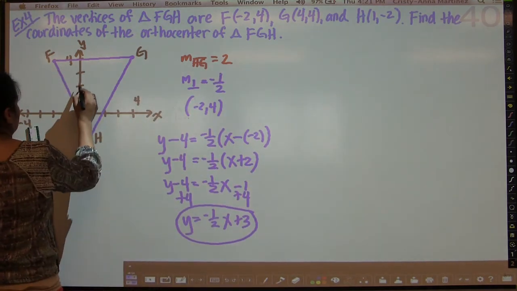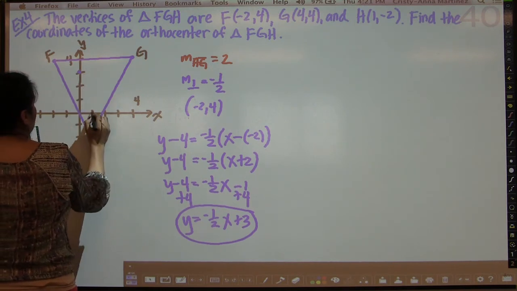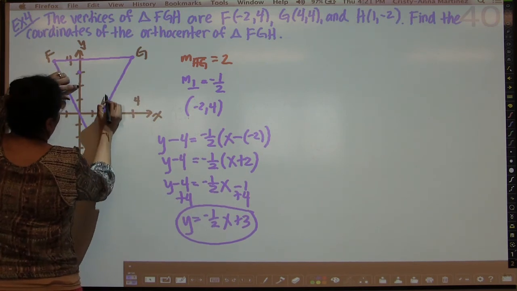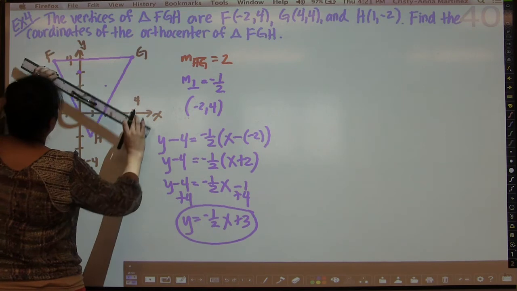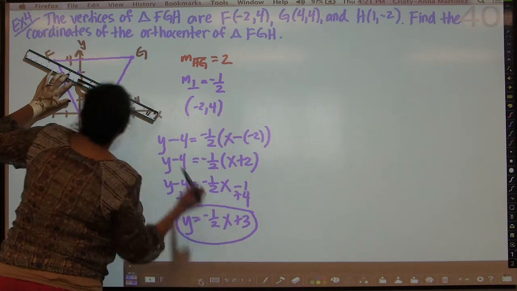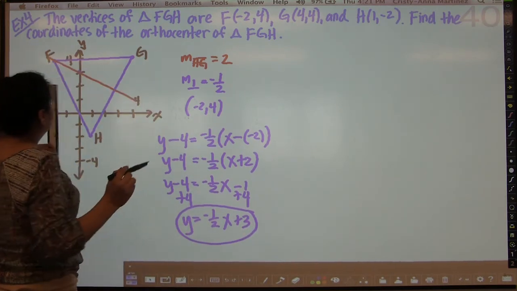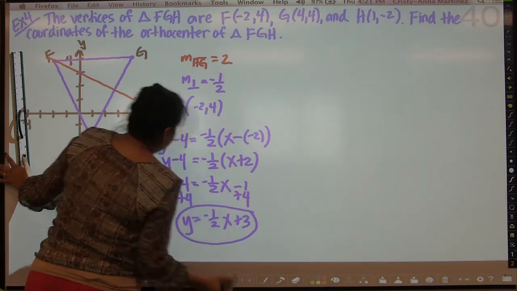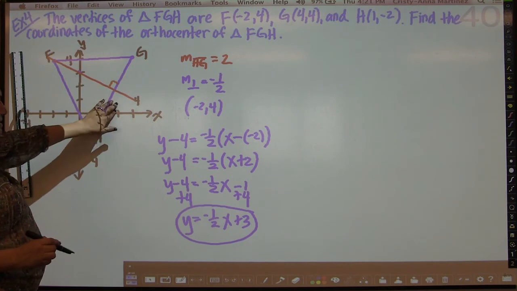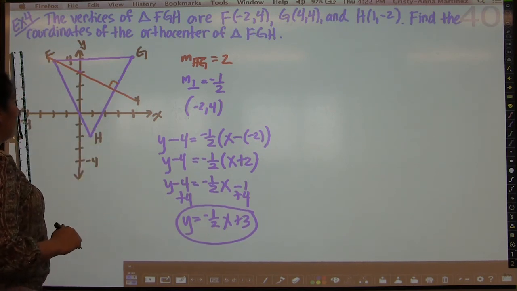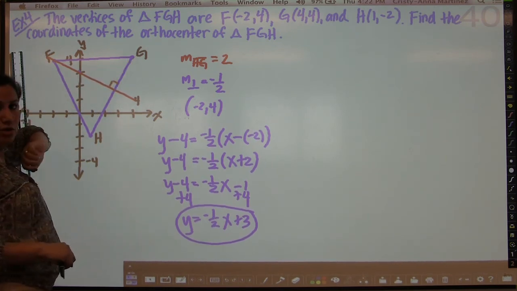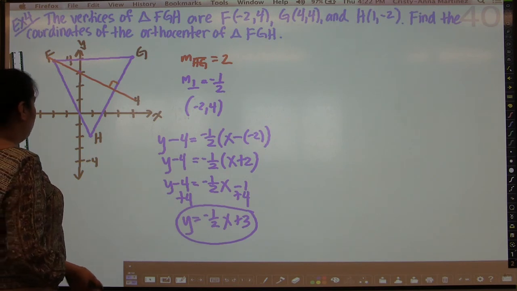Okay, so 1, 2, 3, down 1, over 2. So my line's going to look like that. Okay? That's my perpendicular line going from F to the opposite side. Now I have to do this again because I'm going to do it to this side from FH to G, also draw another one and see where they cross so that I can get my answer. Okay, so I have to do this process all over again.